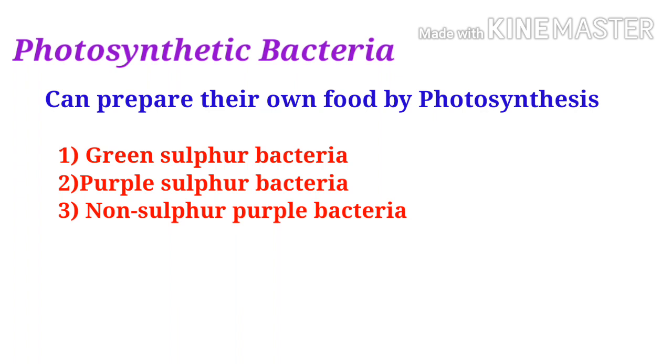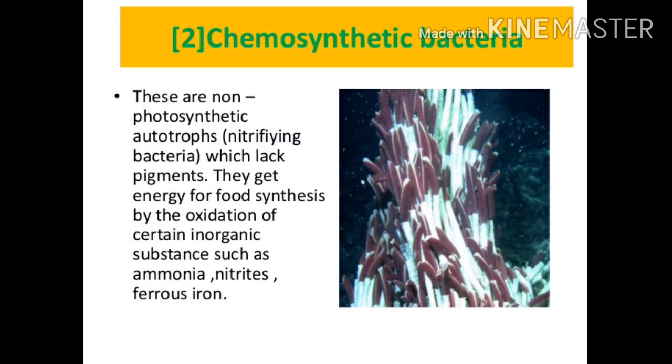The second one is the purple sulfur bacteria, and they have the photosynthetic pigment bacteriochlorophyll, and the electron donor in purple sulfur bacteria is also H2S. The third one is the non-sulfur purple bacteria. They do not use sulfur but make use of organic acids as substrates, and their photosynthetic pigment is bacteriochlorophyll. Let's see chemosynthetic bacteria, the second type.